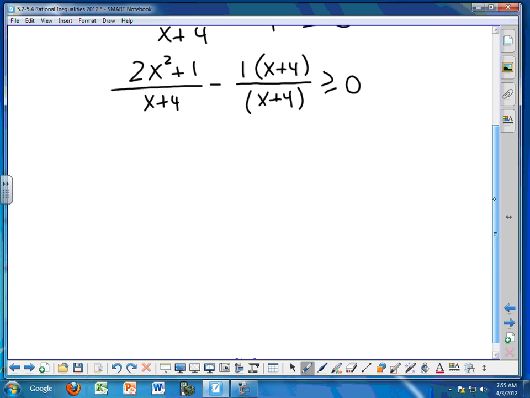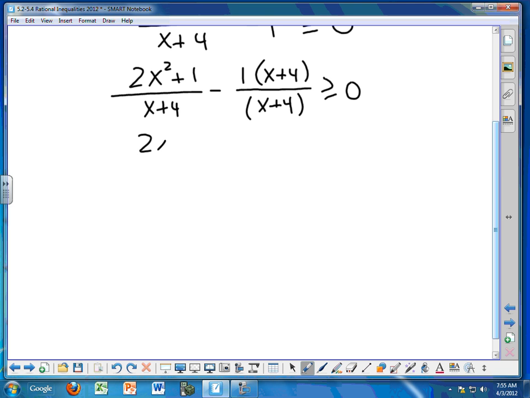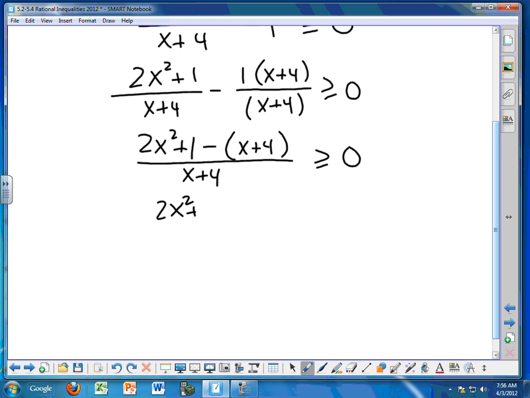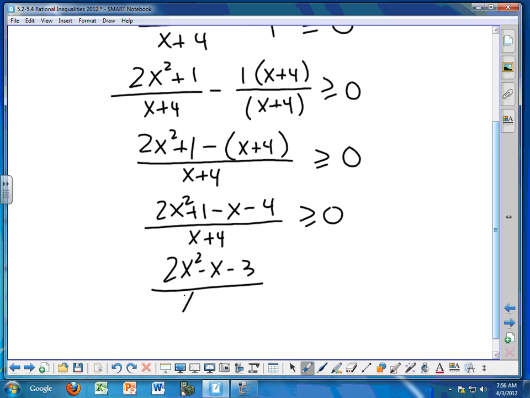Let me continue with this here. So I have my 2x squared plus 1. Then I've got this minus x plus 4, and that's all over a single x plus 4, bringing that together as a common fraction. So 2x squared plus 1 minus x. Ooh, that's ugly. Let me rewrite that. Minus x minus 4. I have to be careful with that one. X plus 4. And then finally, 2x squared minus x minus 3 all over x plus 4.